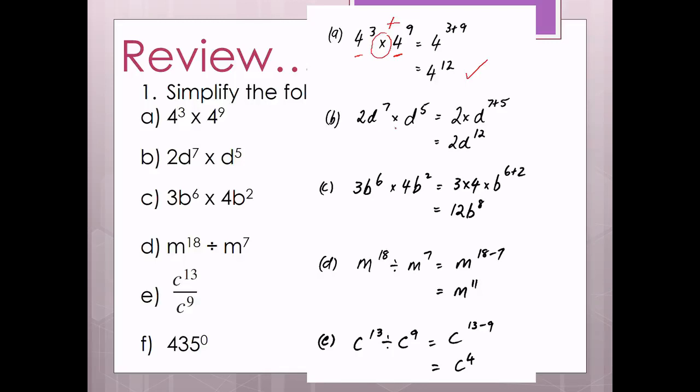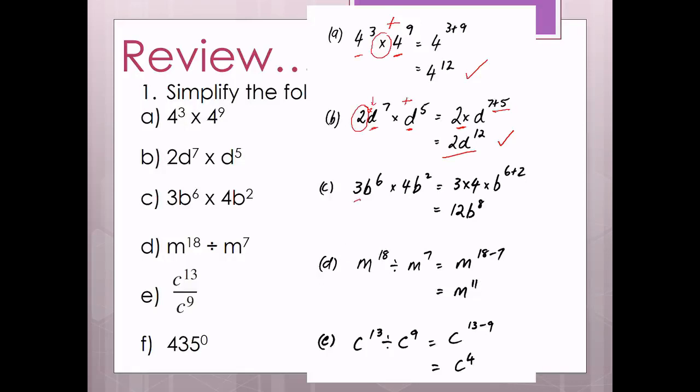Now the next one says 2d to the power of 7 times d to the power of 5. Again, the bases are the same. We're multiplying it, so we're going to add our powers together. But what about the 2 out the front? Well, even though it's not written in there, there is a multiplication sign in between that 2 and the d. So that 2 actually now gets placed out the front and it gets multiplied by d to the power of 7 plus 5. So the final answer becomes 2d to the power of 12. Again, give yourself a tick if you got that one right.